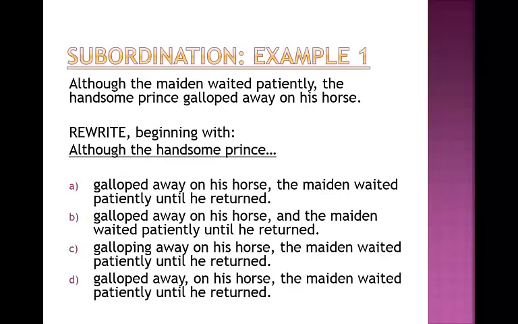So here's an example. Although the maiden waited patiently, the handsome prince galloped away on his horse. You need to do the comma test here first. Read everything up to the comma and stop. Although the maiden waited patiently. That is not a complete sentence. Okay. Now everything after the comma, the handsome prince galloped away on his horse. That is a complete sentence.